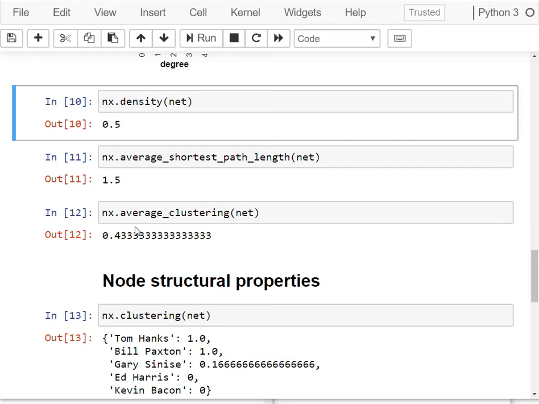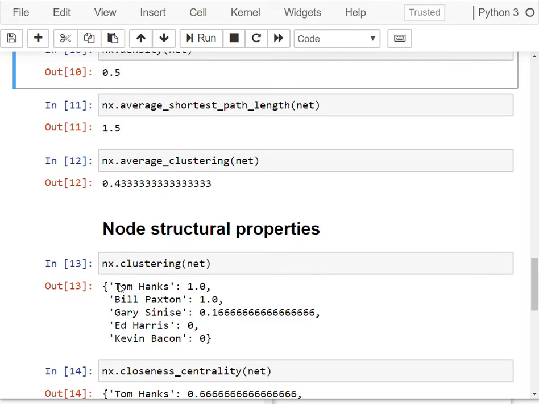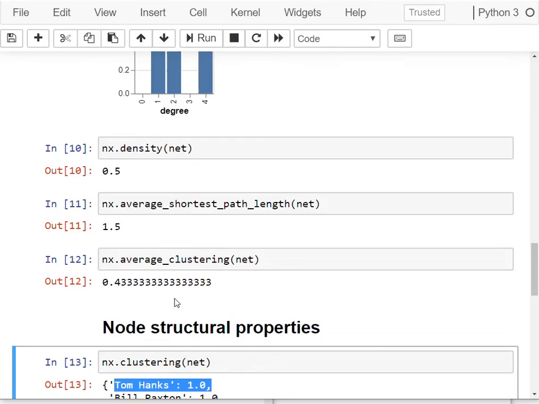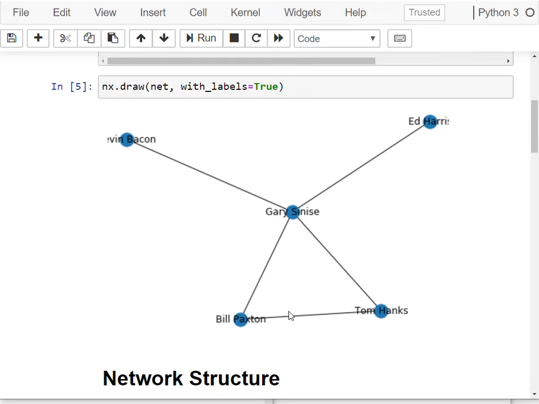Finally, we have the average clustering of the network. The clustering of a node is basically the connectivity of the other nodes that happen to be adjacent to this node. For instance, if we take a look at individual nodes, in this case, Tom Hanks, we can see that the clustering is 1. Tom Hanks has 2 neighboring nodes, Gary Sinise and Bill Paxton, and they're both connected, and hence the clustering is 1.